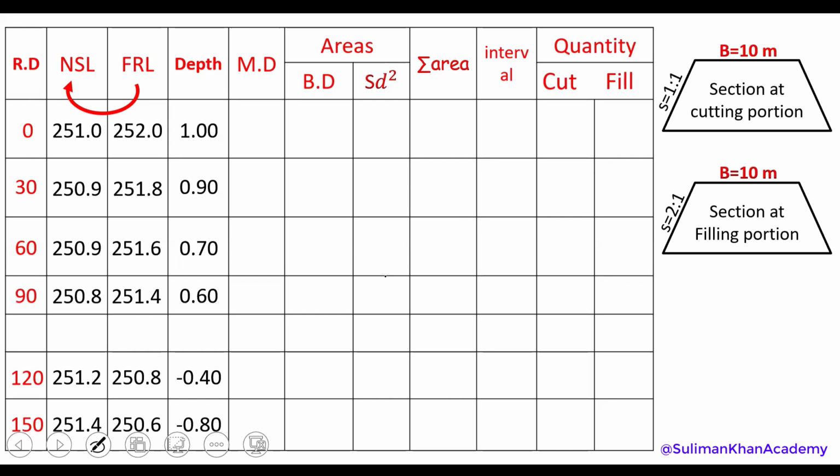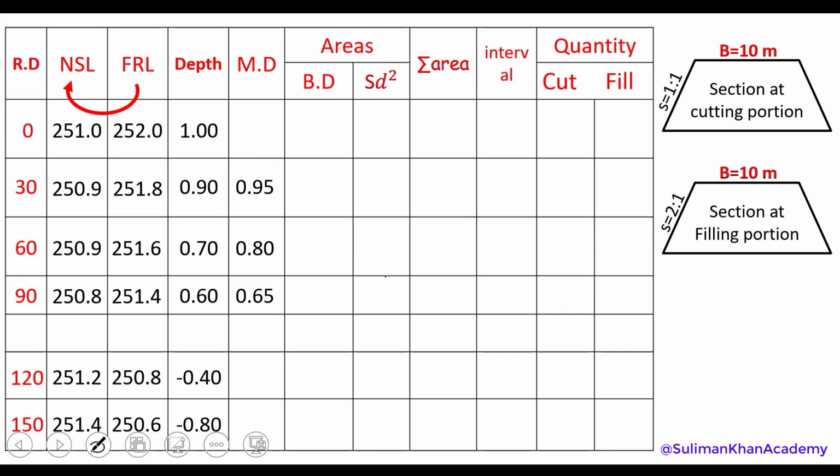Now we will determine the mean depth, and if you remember, mean depth means to add the depths of 2 stations and then divide that by 2 so we can have the mean depth. So just add those 2 stations' depth and divide that by 2 to get the mean depth for station 30. And again, 0.9 plus 0.7 divided by 2, that's going to be 0.8. And then again, 0.7 plus 0.6, that's going to be 0.62.